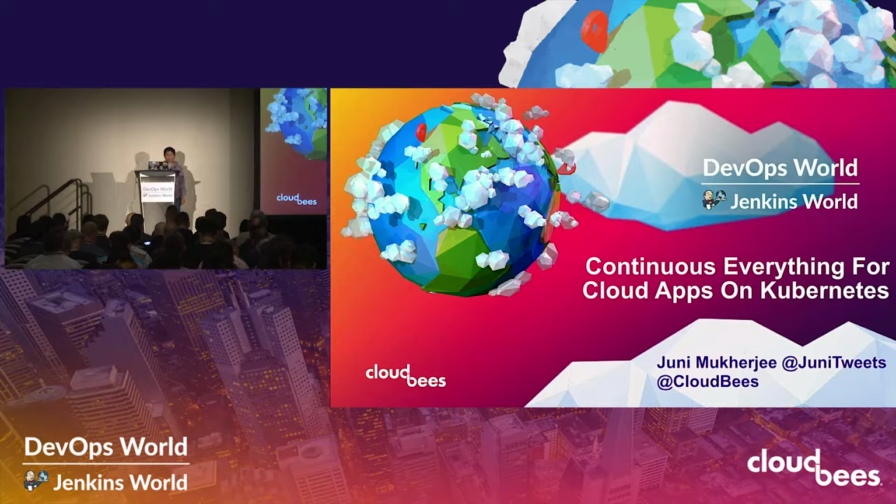But this is the session where we will talk about continuous everything for cloud apps on Kubernetes. I think all of you are basically coming from the keynote, so you have heard about Kube CD. So we will peel the onion a little bit in this show, where Kube CD is powered by Jenkins X. We all heard that. So we'll look under the hood a little bit and see all the different things that we need to understand to get the best out of it.